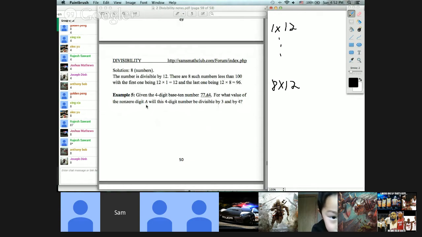Okay, let's try this one. Given the 4-digit base 10 number, so basically a normal number, 77A4, for what value of the non-zero digit A will this 4-digit number be divisible by 3 and 4?